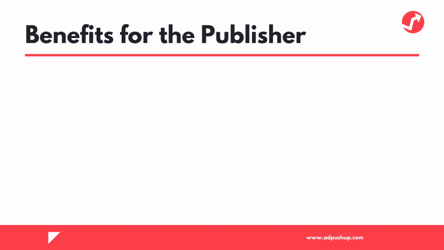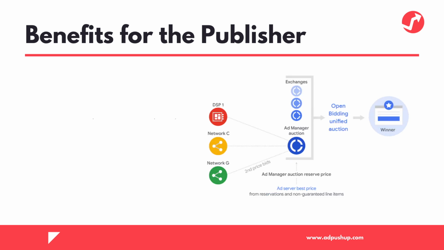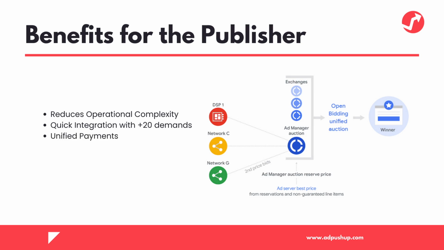Before we dive into the technical side of things, we wanted to highlight some benefits for the publisher. The first one is that open bidding reduces operational complexity. The second one, quick integration with more than 20 demand partners. Google has already integrated more than 20 SSP partners on your GAM 360. This will allow you to concentrate more on your yield management than on trying to integrate and do some heavy lifting technological server-to-server integrations. Unified payments reduces the stress of collecting payments with several partners and unifies ad serving costs in one single stack.